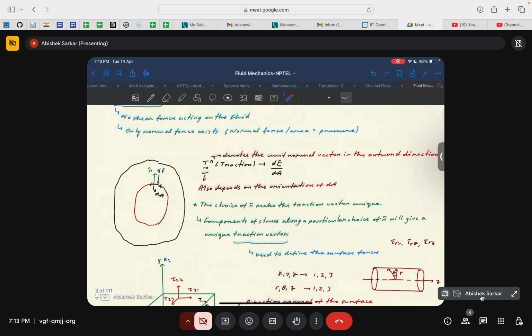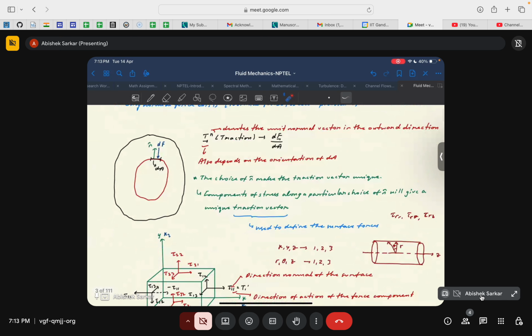So then after that we introduced the concept of the traction vector. Again, the traction vector was introduced to, let me just, give me one minute. I'll come back.